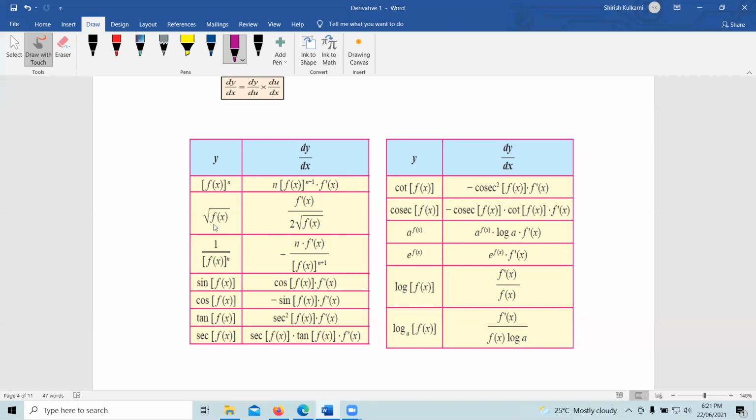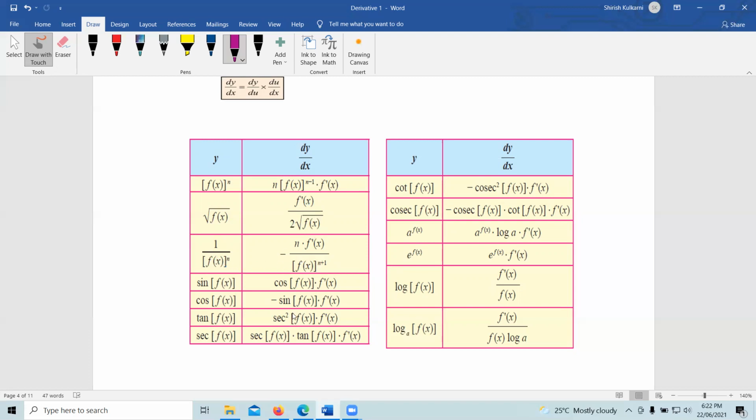Then what is the derivative of root f of x? 1/2 root f of x. Then take the derivative of f of x, means f x के जगह जो फंक्शन है, टेक द डेरिवेटिव ऑफ दैट फंक्शन. ये कंसेप्ट है. x के जगह जो फंक्शन है उसका डेरिवेटिव लेना पड़ेगा. व्हाट इज द डेरिवेटिव ऑफ f ऑफ x? f डैश ऑफ x. देन 1/f ऑफ x रेज टू n.